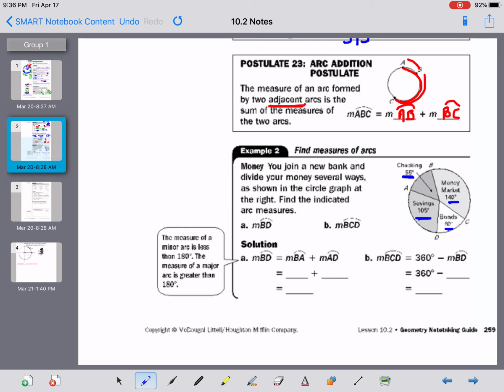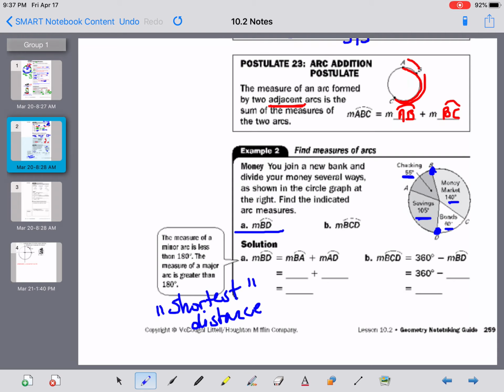And let's go ahead and start with the first one. It says, find the measure of arc BD. I find B and I find D. Am I finding my arc to the left or my arc to the right? It doesn't tell me, so I have to remember my rule of thumb, which is always go the shortest distance. Always try to find the shortest distance between those two letters, because that's going to be my minor arc.